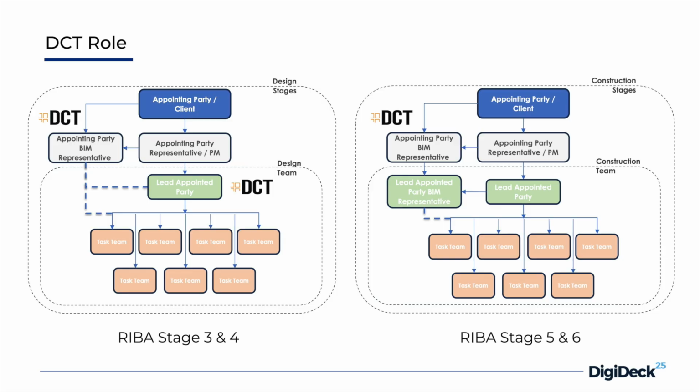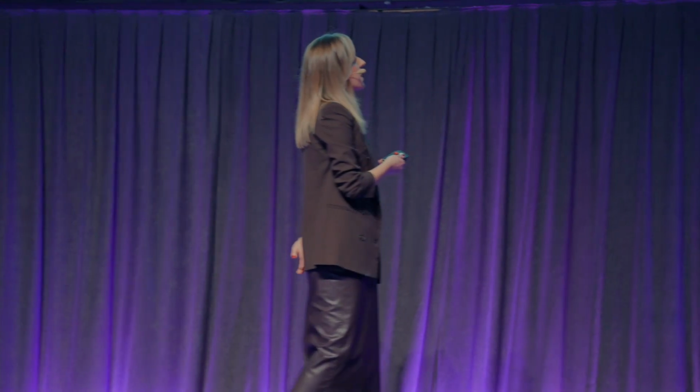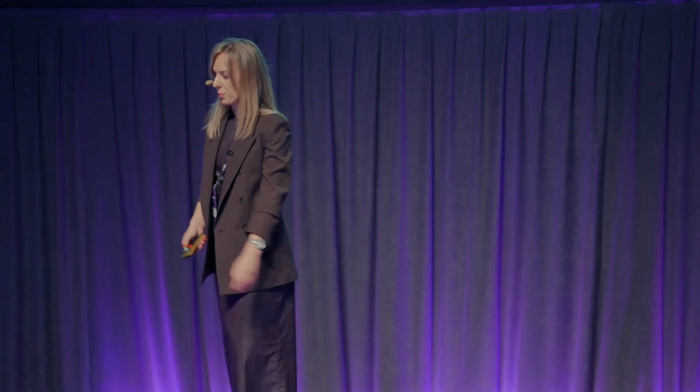DCT's role during the design stage of the project: we were information managers on behalf of the lead appointed party, which means that we were leading the BIM coordination and doing all the good stuff that information managers usually do during the design stage of the project. When it comes to the construction stage, we were overseeing what the GC is doing on their side and how they are managing their BIM coordination process.